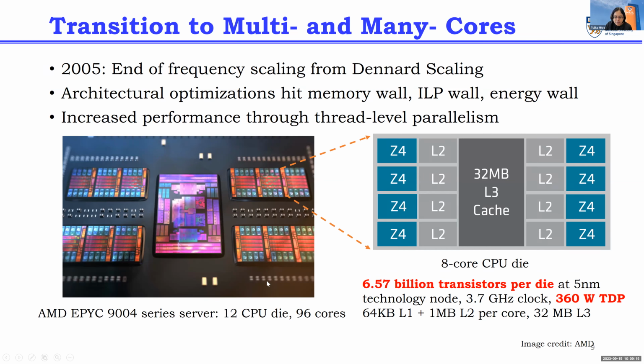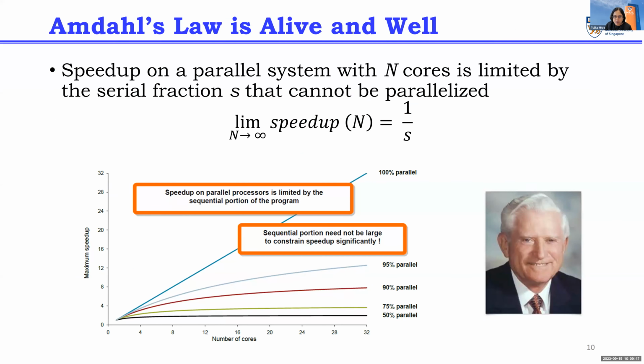So here is one example from AMD. This is an AMD server with 12 CPU dies, 96 cores. This is a huge architecture. And if you look at this, we talked about 2,300 transistors in the first Intel microprocessor. What you are looking at here is 6.57 billion transistors per die and 360 watts of TDP. So this is a really, really large system. Unfortunately, even with 96 cores, it's not possible for you to exploit all the parallelism.